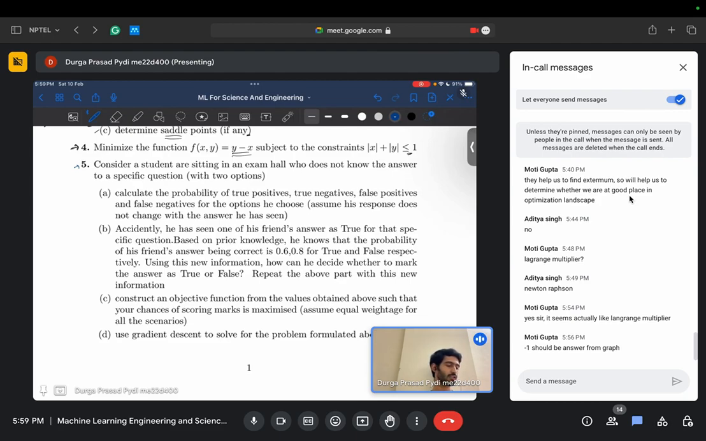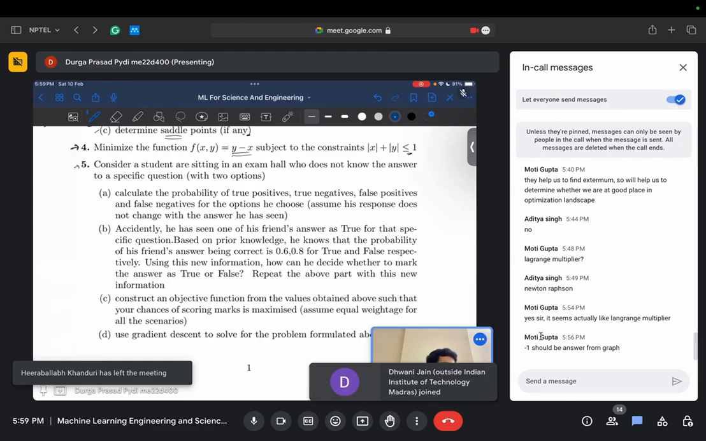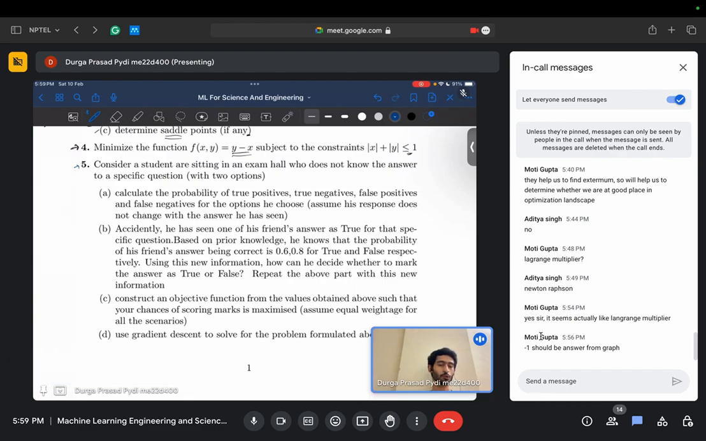Yeah, I guess there are no questions. Okay. The last question says you are sitting in an exam hall, say some student is sitting in an exam hall and he doesn't know the answer to a particular question, and that question has 2 options, so you can choose one of the 2. So what is the probability that one of them is right? You just have 2 options and you do not know what is right or wrong, so each one of them should be equally likely. So the probability that whatever you choose is right is only 50%. The first question asks you to populate that table of true positives, true negatives, false positives and false negatives for the options that he chooses.